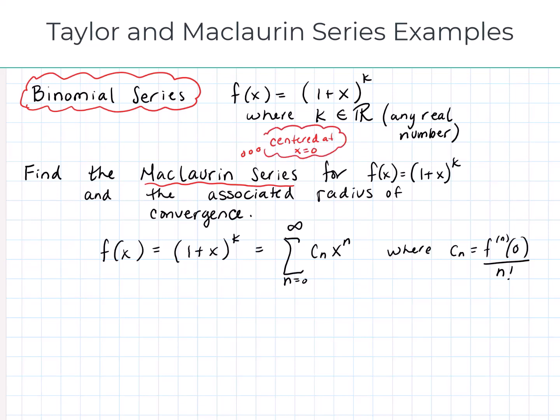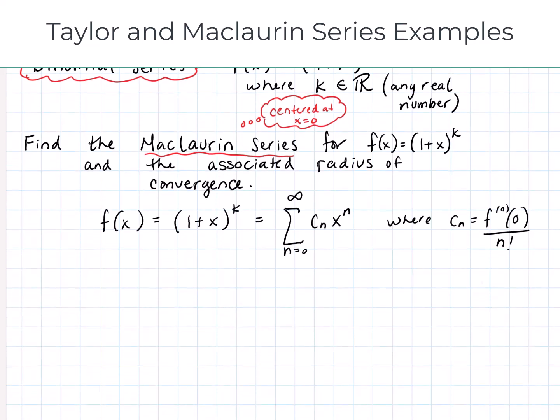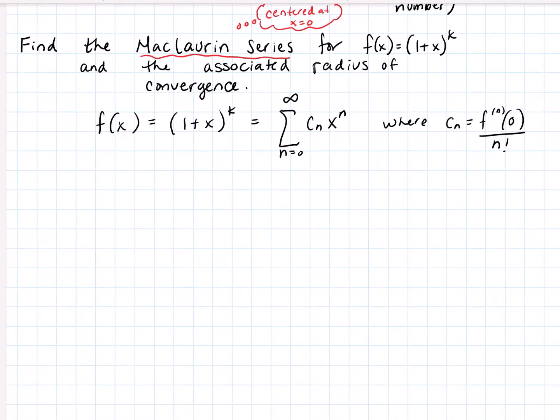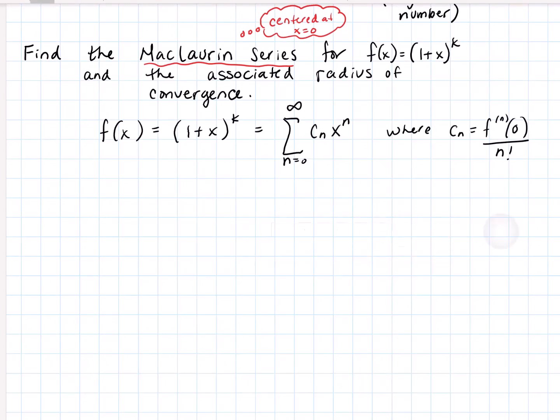We will make the assumption that it does in fact have a power series representation. Again, that takes a little bit of time to show. If it does, then this is what it would look like since it's a Maclaurin series. f of x, 1 plus x to the k, would be equal to the power series, sum of c sub n times x to the n. And those coefficients, c sub n, would be equal to the nth derivative evaluated at 0 divided by n factorial.